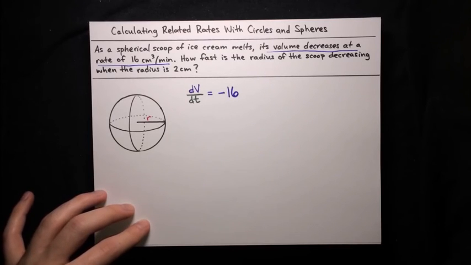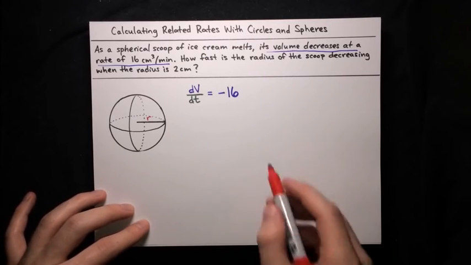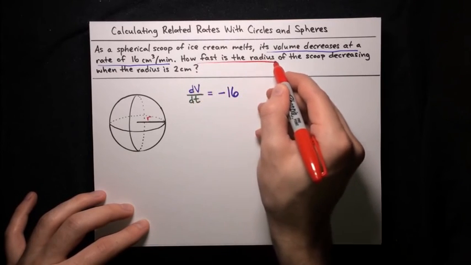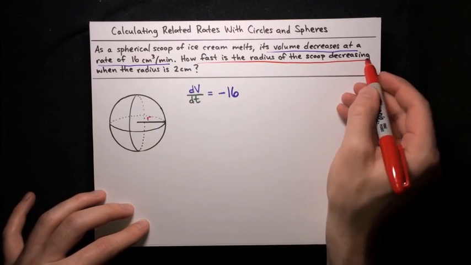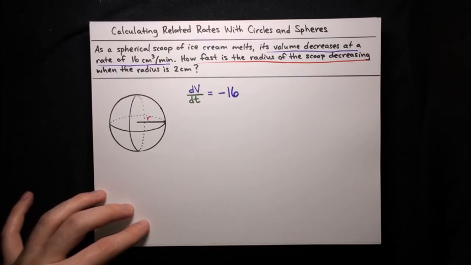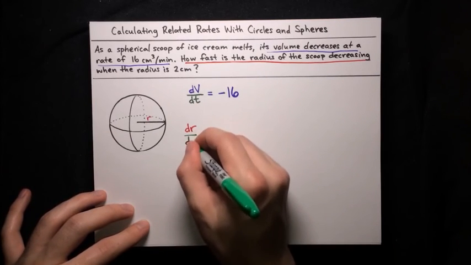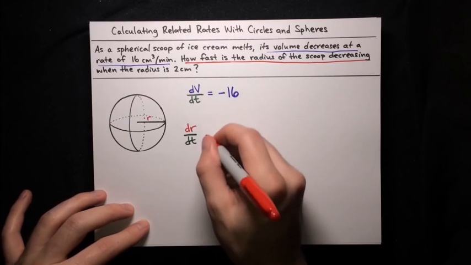Okay, and what is it that we're trying to find? Well, we want to find how fast the radius of the scoop is decreasing. When the radius is 2 centimeters, don't worry about that just yet. Just think about how fast the radius of the scoop is decreasing. What derivative does that correspond to? Well, rate of change of radius with respect to time, that's just dr over dt. So dr over dt equals what?